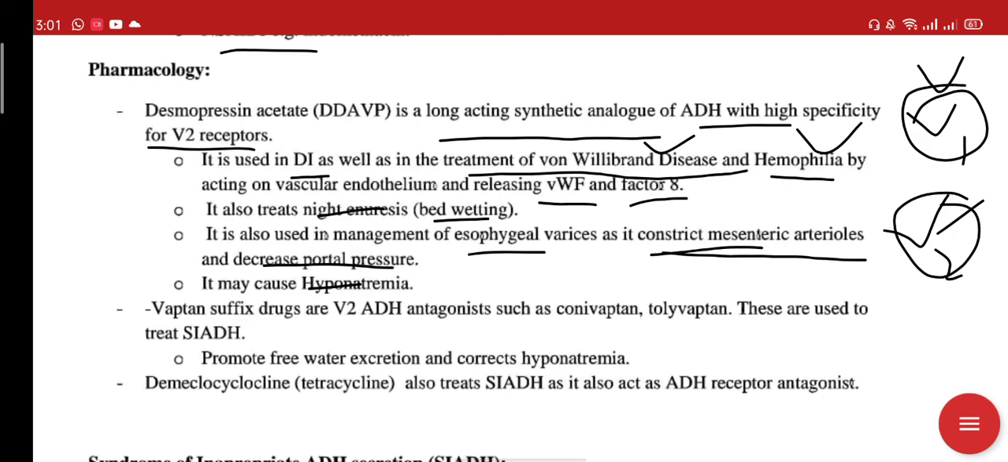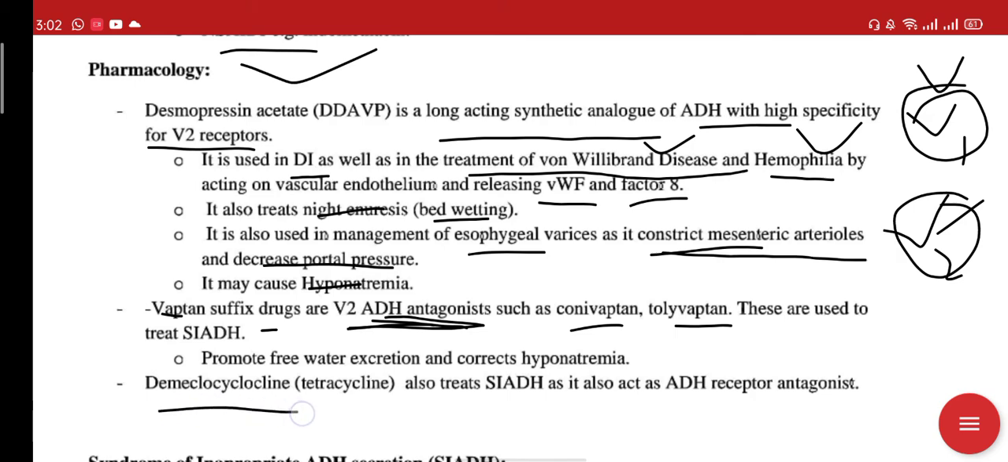Moreover, some other drugs with the vaptan suffix, such as conivaptan or tolvaptan, are ADH V2 receptor analogs, and they are actually antagonists, sorry, not agonists but antagonists. You will see in the upcoming syndrome that we will be studying, the syndrome of inappropriate ADH secretion, that the antagonists are used over there. So just keep that in mind. Keep the whole posterior pituitary pharmacology in mind: one medicine that you have is desmopressin acetate. The second is the vaptans, conivaptan and tolvaptan.